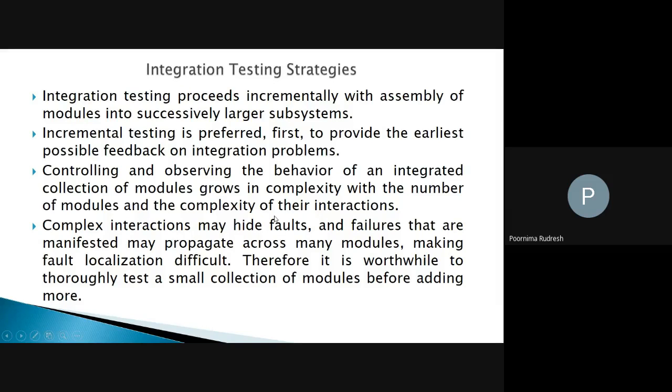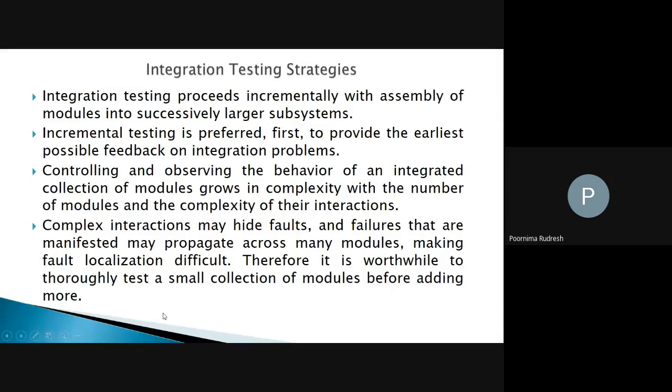Once the faults are hidden, these faults may exhibit during the end stage. Then identifying and correcting such faults may lead to more cost, right? So to minimize the cost, we have to identify the faults at the earlier stages itself. Complex interactions may hide faults, and failures that are manifested may propagate across many modules, making fault localization difficult. Hence, it is worthwhile to thoroughly test a small collection of modules before adding more.